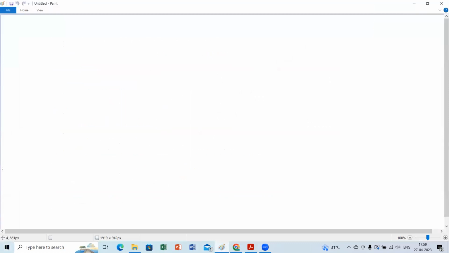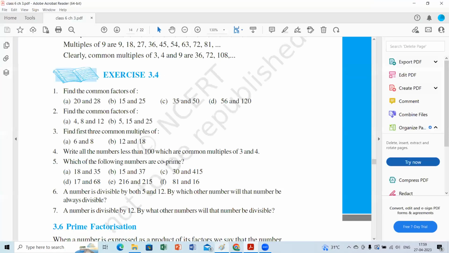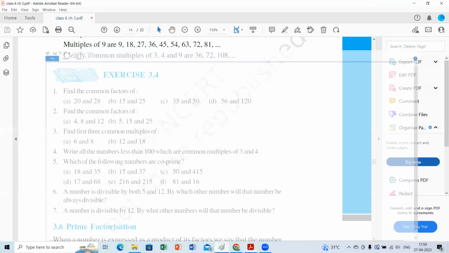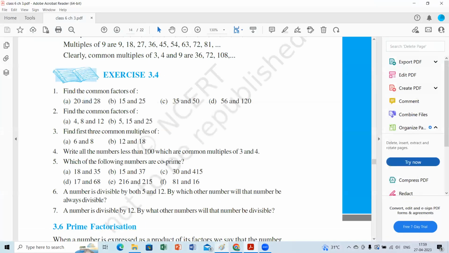Very good. So how do you get multiples? How many multiples does a number have? Is it a finite or infinite number of multiples? Infinite. The factors are? Finite. Factors are finite, multiples are infinite. Very good. So for 6 and 8.